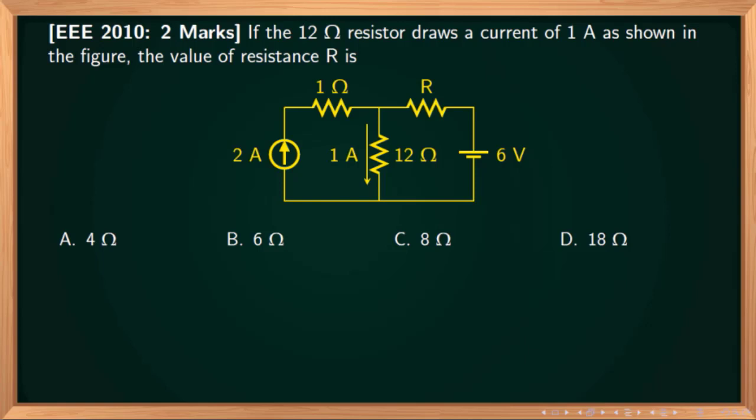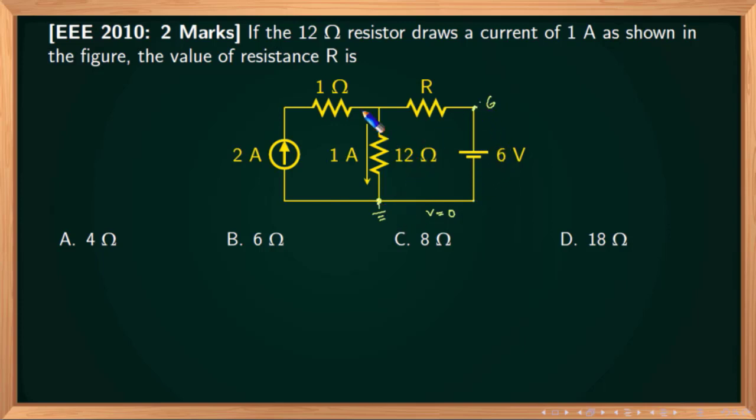If a 12 ohm resistor draws a current of 1 ampere as shown in the figure, the value of resistance R is? I need to find the value of this resistance. This I can treat as ground, which means that this potential will be 0, right? So this potential will be 6, because if this is 0, this must be 6, right? This is 0, this is 6.